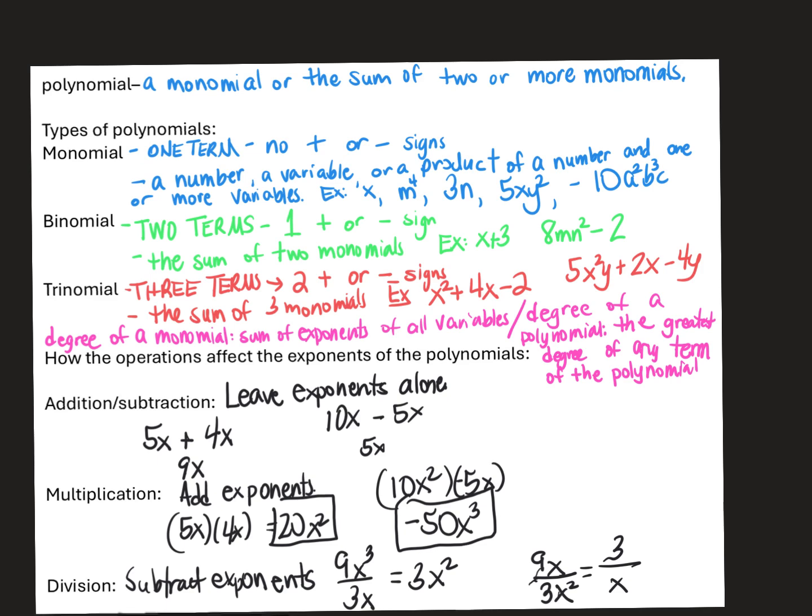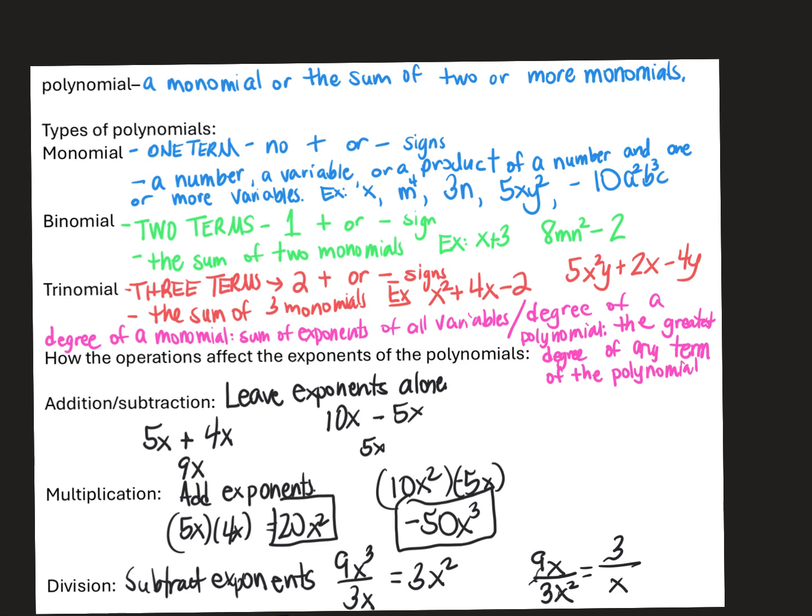I wrote down some examples so you could see. x is a monomial. m to the fourth power is a monomial. 3n is a monomial. 5xy squared, that's a monomial. And negative 10a squared b cubed c. Those are all monomials. You'll see no addition or subtraction sign within those terms.